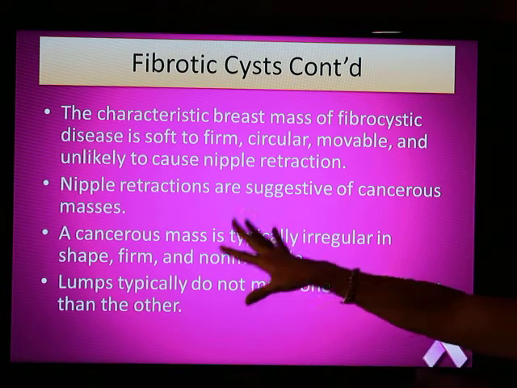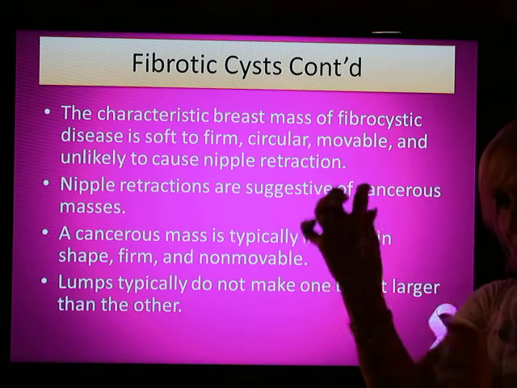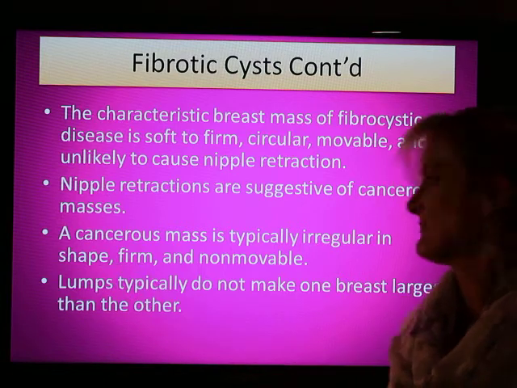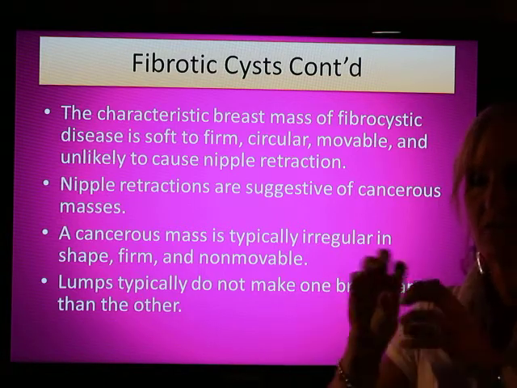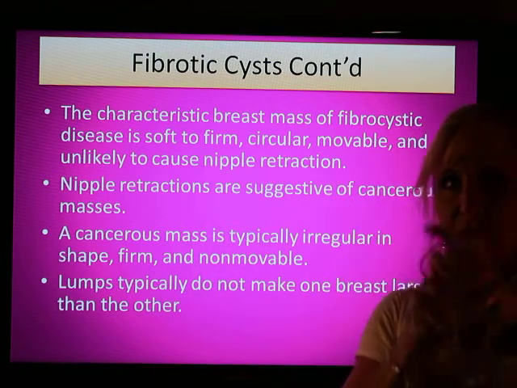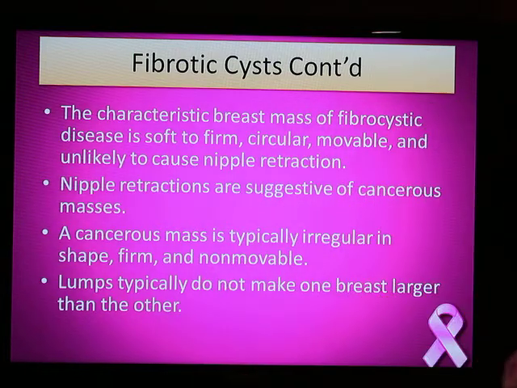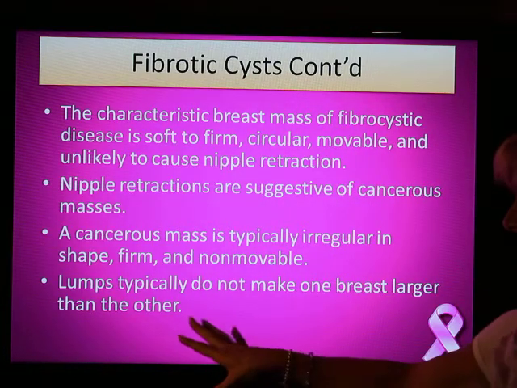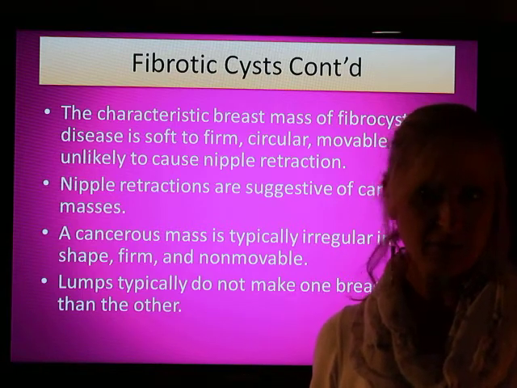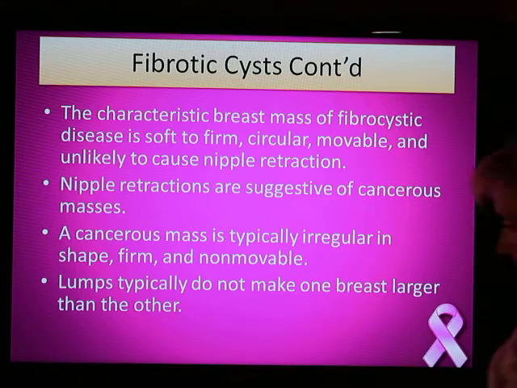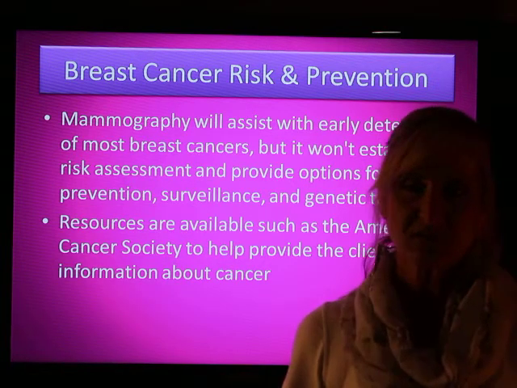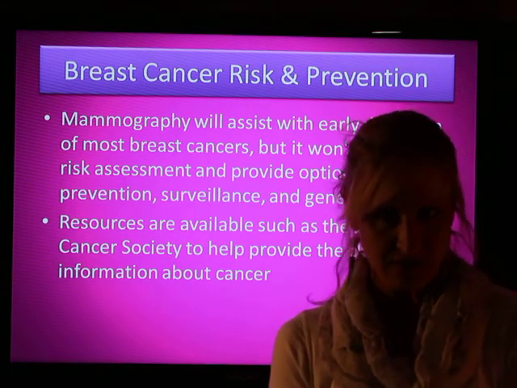The malignant tumors typically are more irregular. They're not going to be that nice round nodule. They're going to be firm but not painful, and they don't move. They just kind of stay there, and they don't change with the menstrual cycle. Fibroids and cysts will often get bigger, smaller, or move with changes in the menstrual cycle. And usually the lumps are not going to make one breast significantly bigger than another, especially in a fibroid kind of cyst.